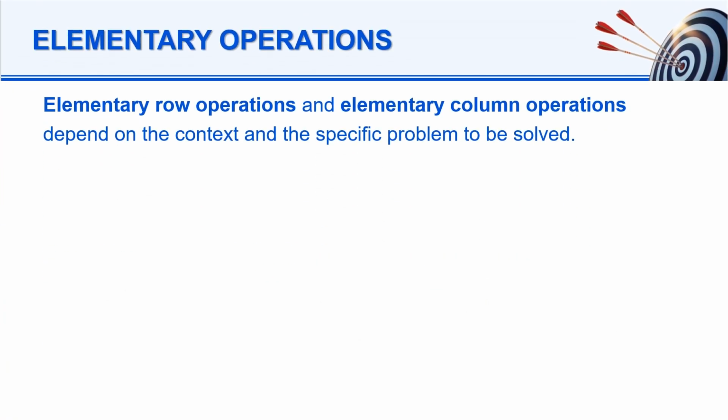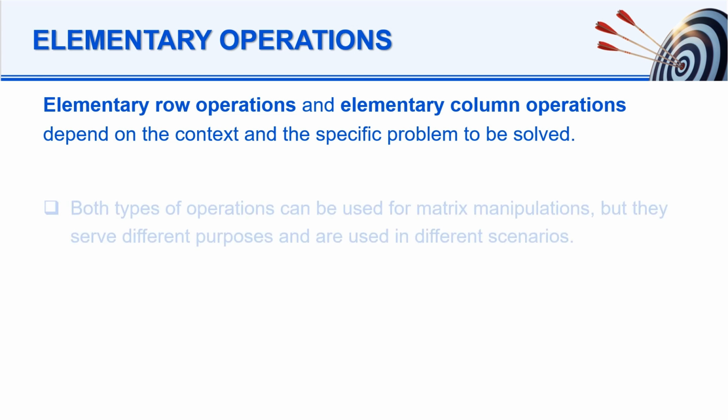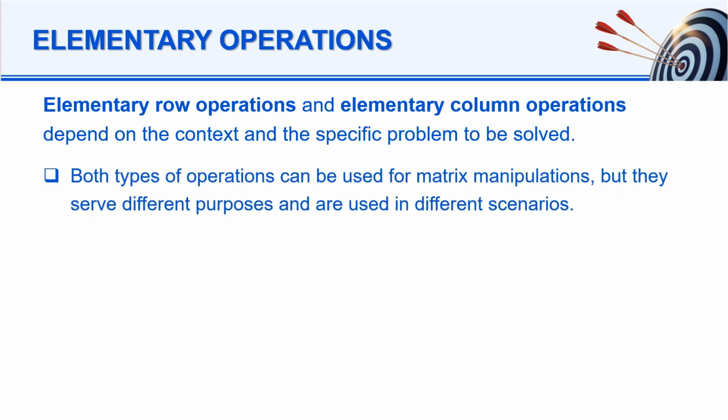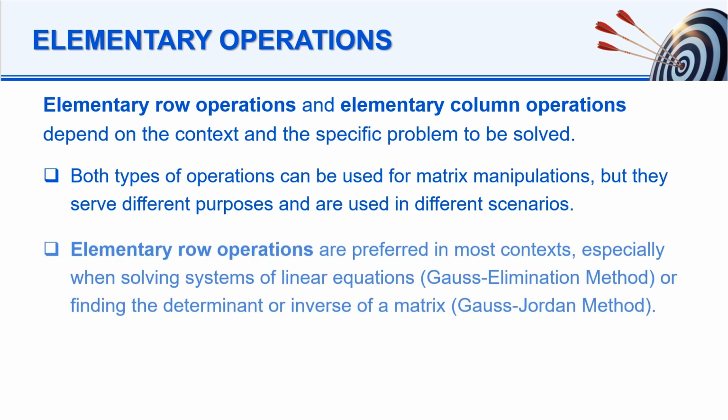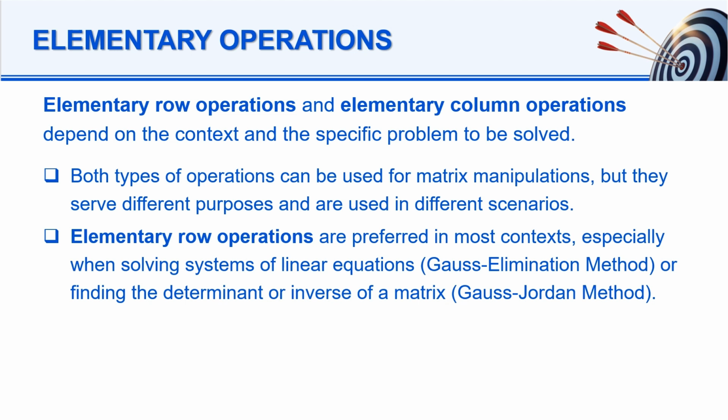Elementary row operations and elementary column operations depend on the context and the specific problem to be solved. Both types of operations can be used for matrix manipulations, but they serve different purposes and are used in different scenarios. Elementary row operations are preferred in most contexts, especially when solving systems of linear equations with the Gauss elimination method, finding the determinant, or the inverse of a matrix with the Gauss-Jordan method.